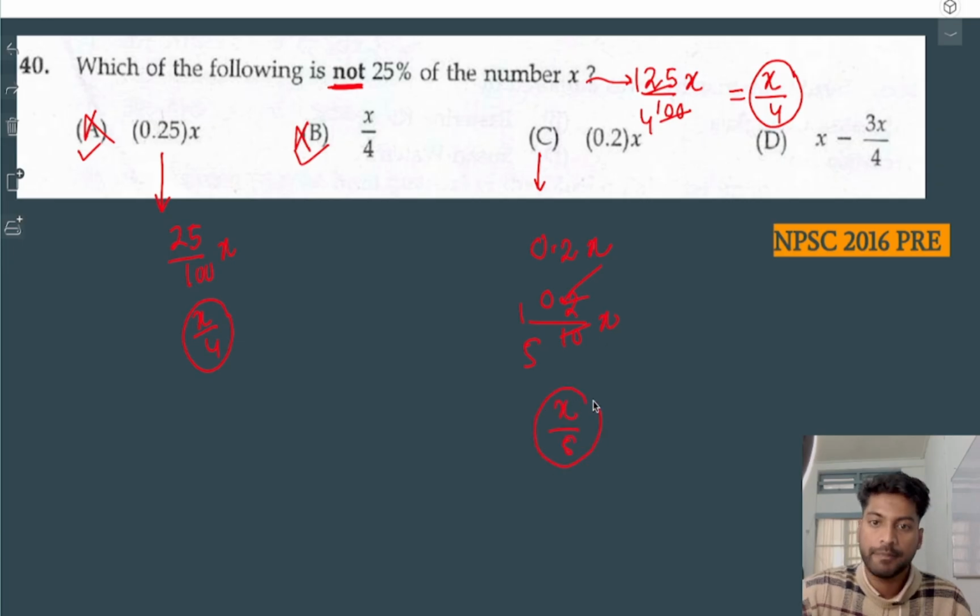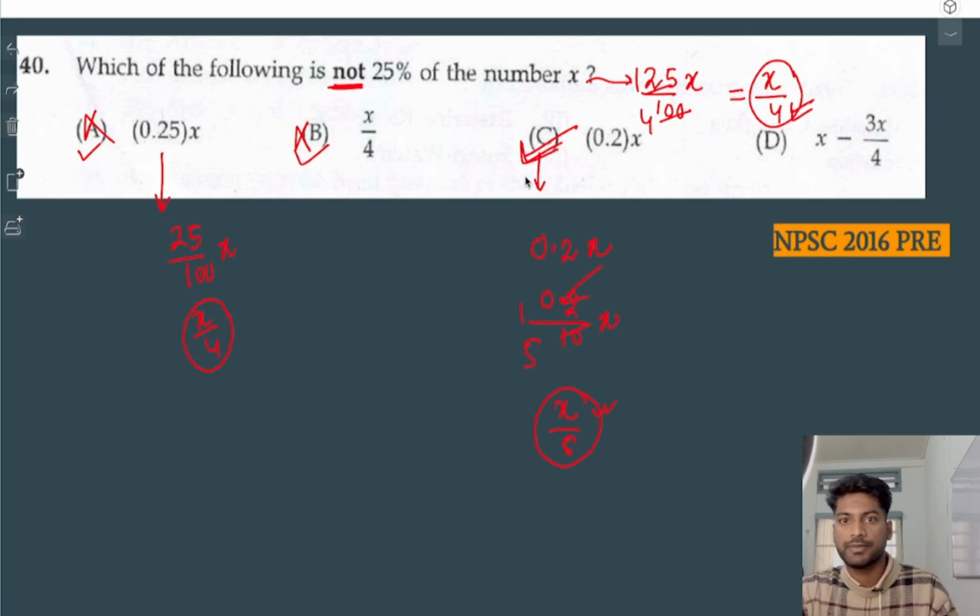See, this is not matching with our actual fraction. The actual fraction was x by 4, but this is x by 5. It's not matching, so this will be your right answer. This is not the fraction which is matching 25% of x. The other one will also come as x by 4 if you calculate the fraction. Okay, so the answer is number C.